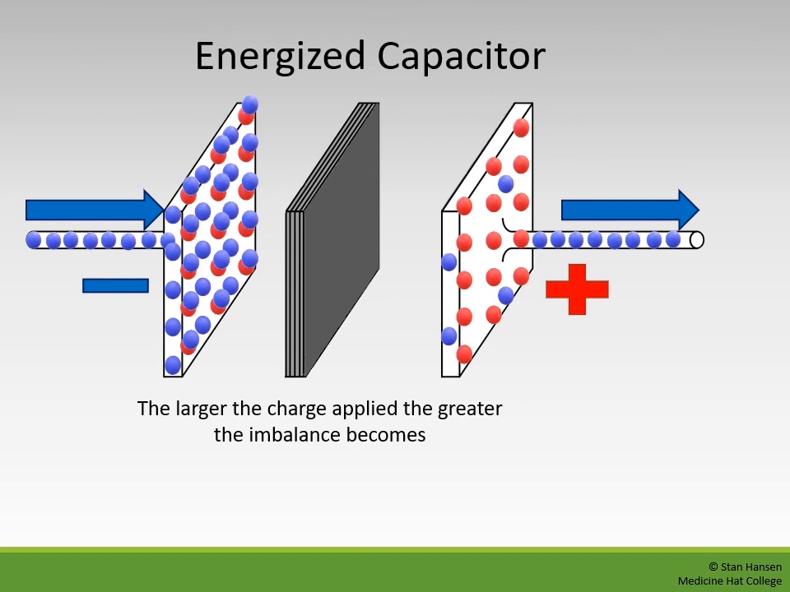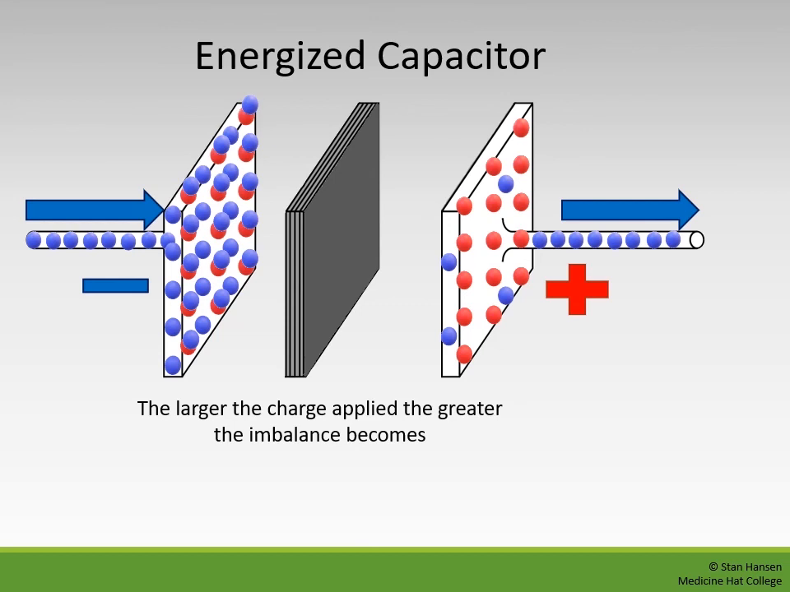Generally speaking, whatever source I've attached my capacitor to, it will charge to the same voltage of that source. Keep in mind, if I keep increasing the voltage applied to this capacitor, eventually I'm going to force electrons through the separator, and that will destroy the capacitor.